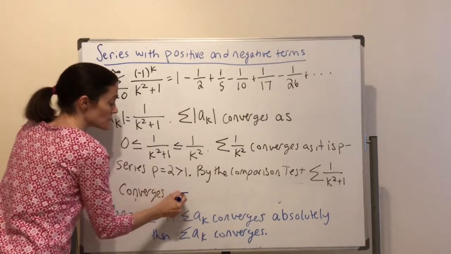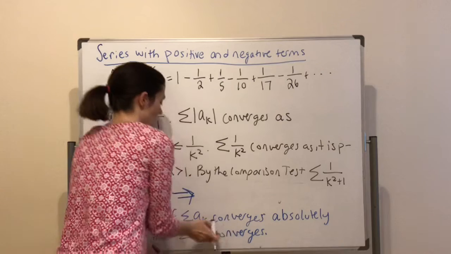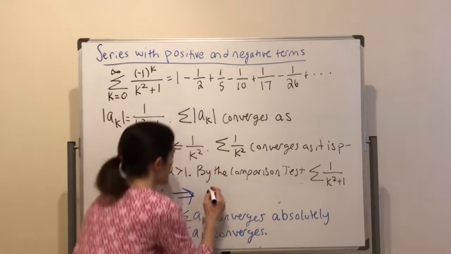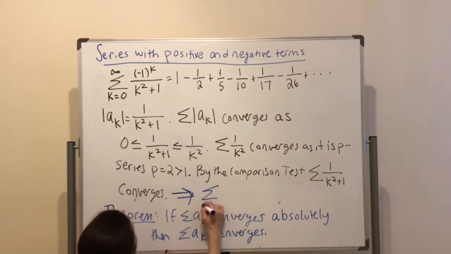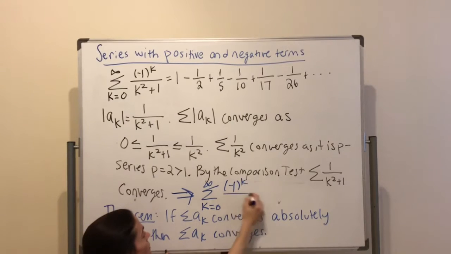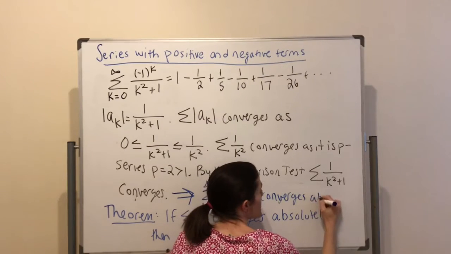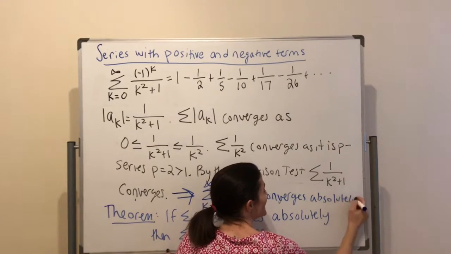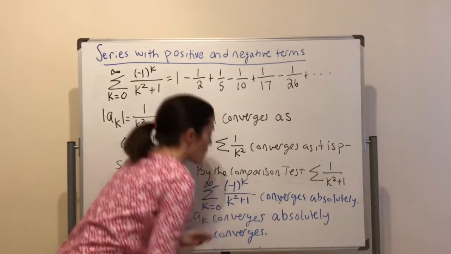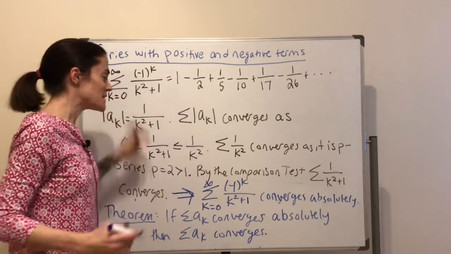My conclusion here: by literally this blue that's underneath, this series, k equals 0 to infinity of minus 1 to the k over k squared plus 1, converges absolutely. Well, what's in the blue, I misspoke slightly. What's in the blue tells you that since you have absolute convergence, you know the series converges.